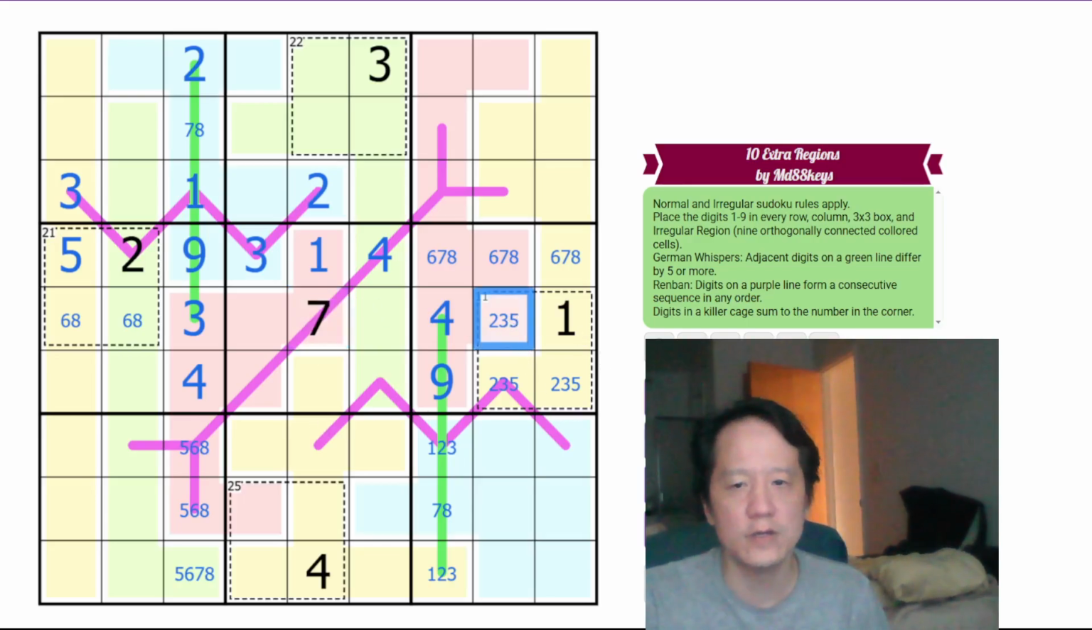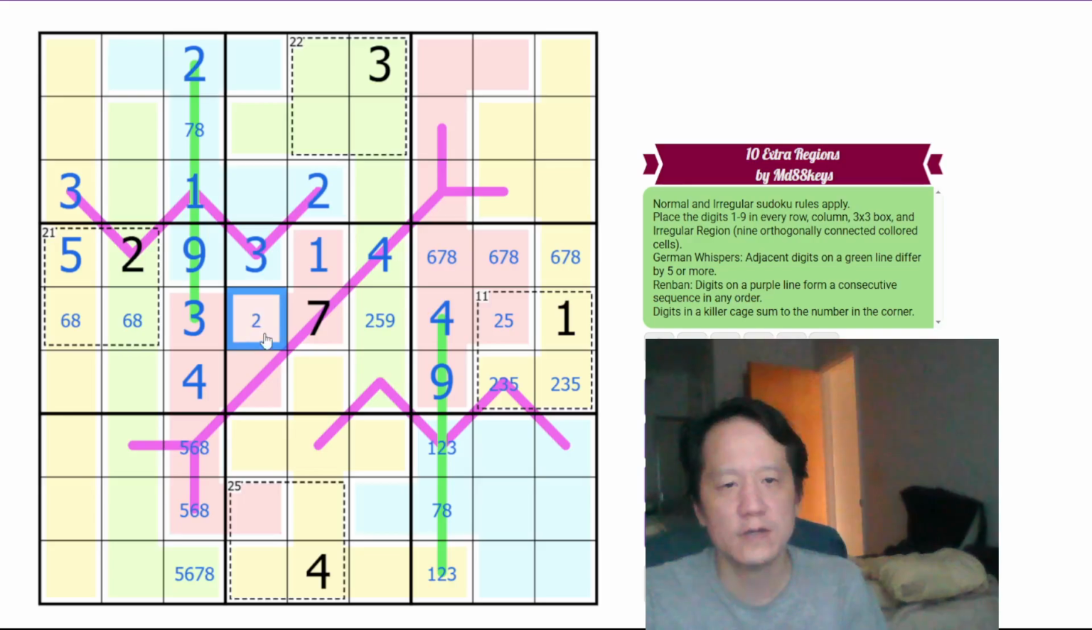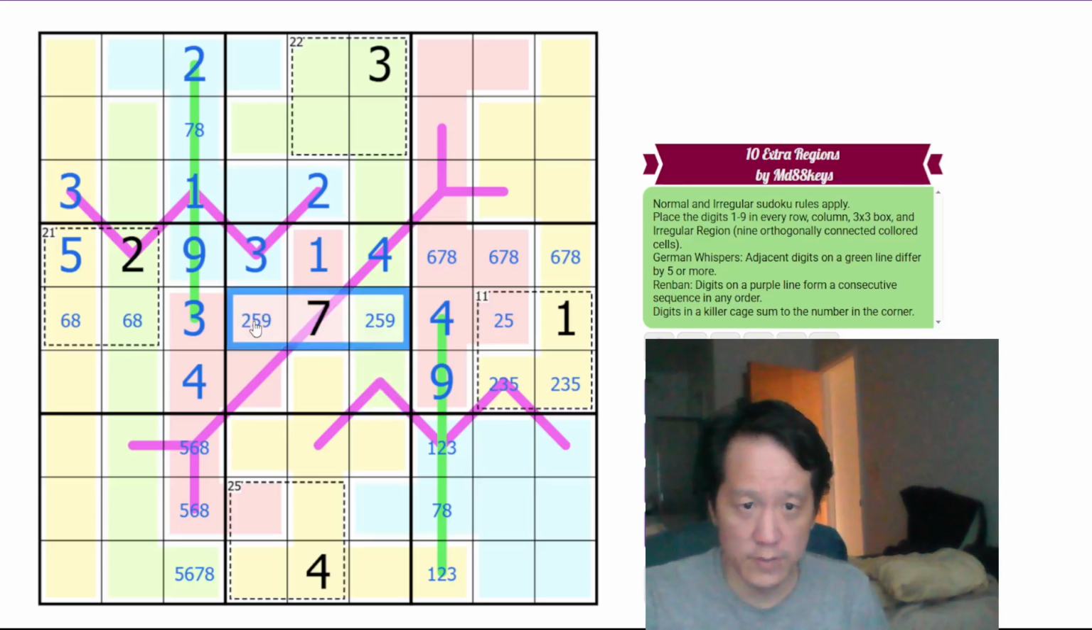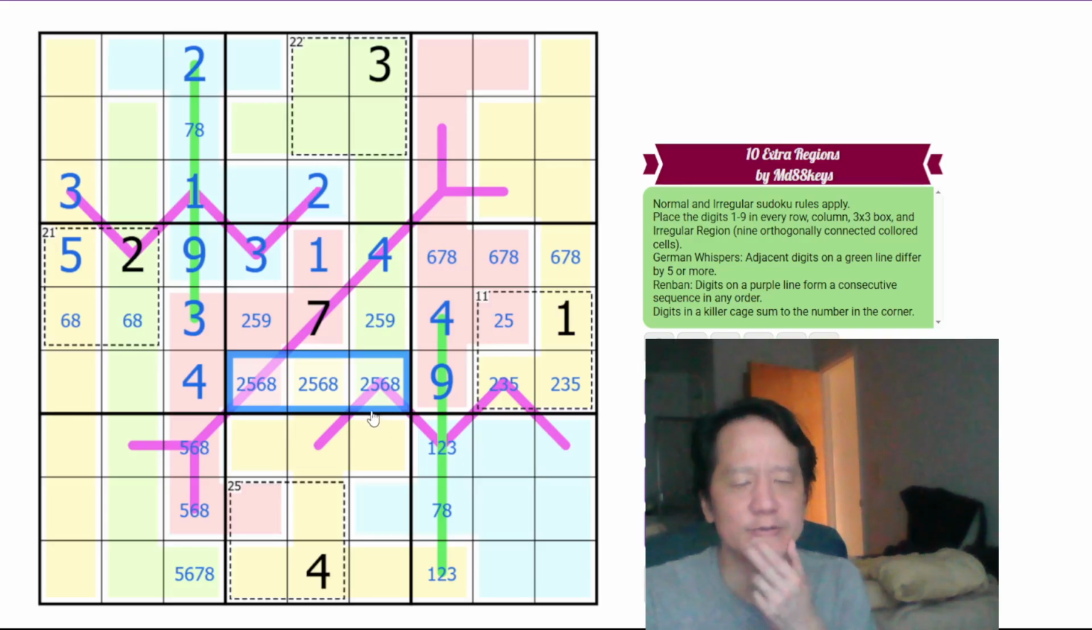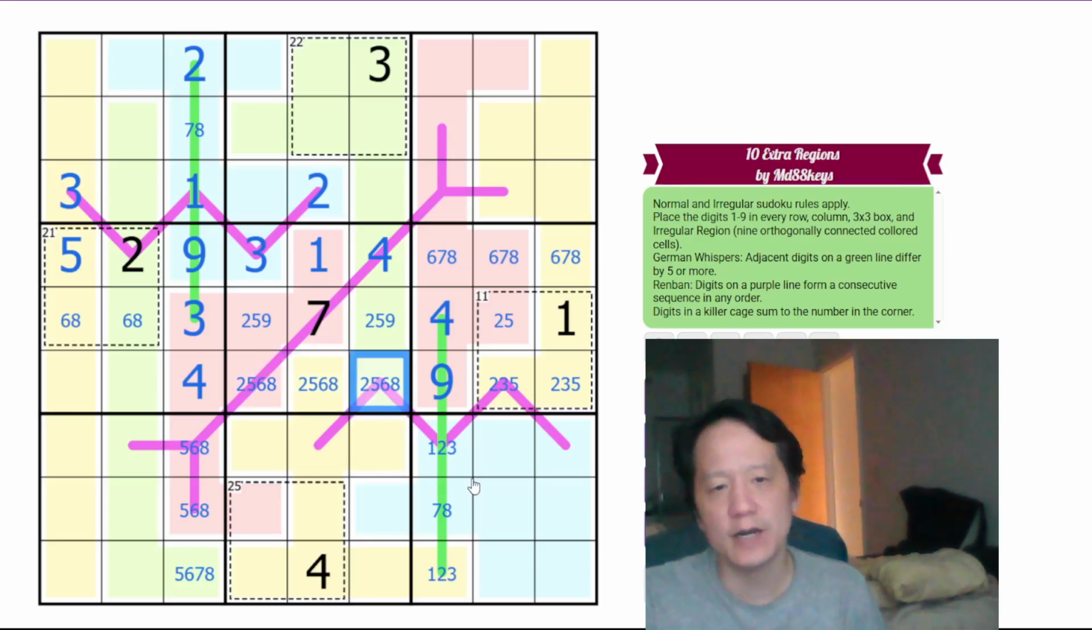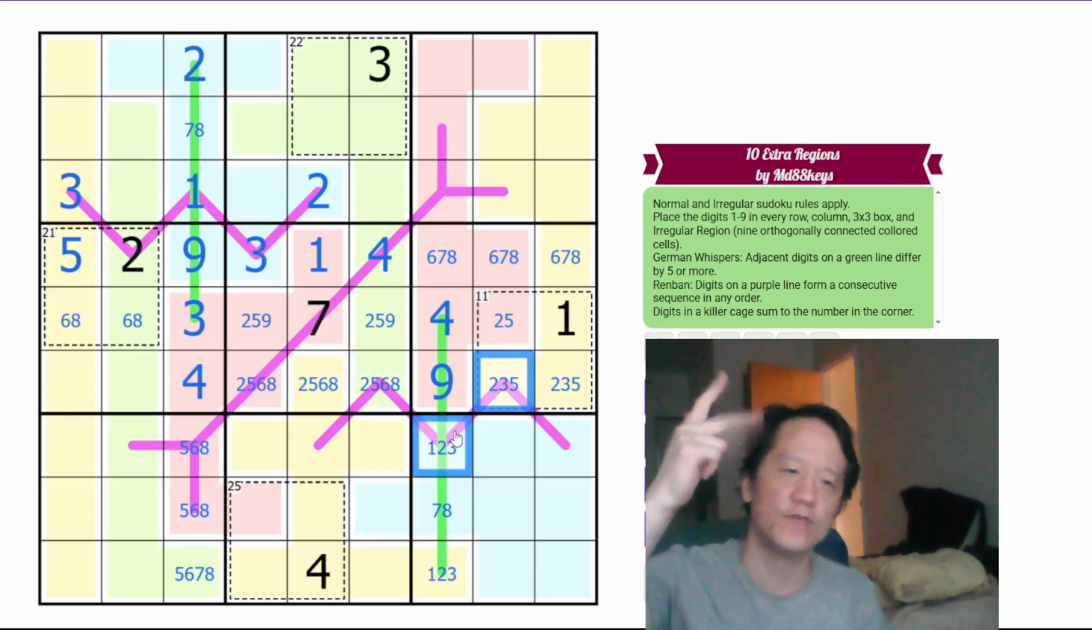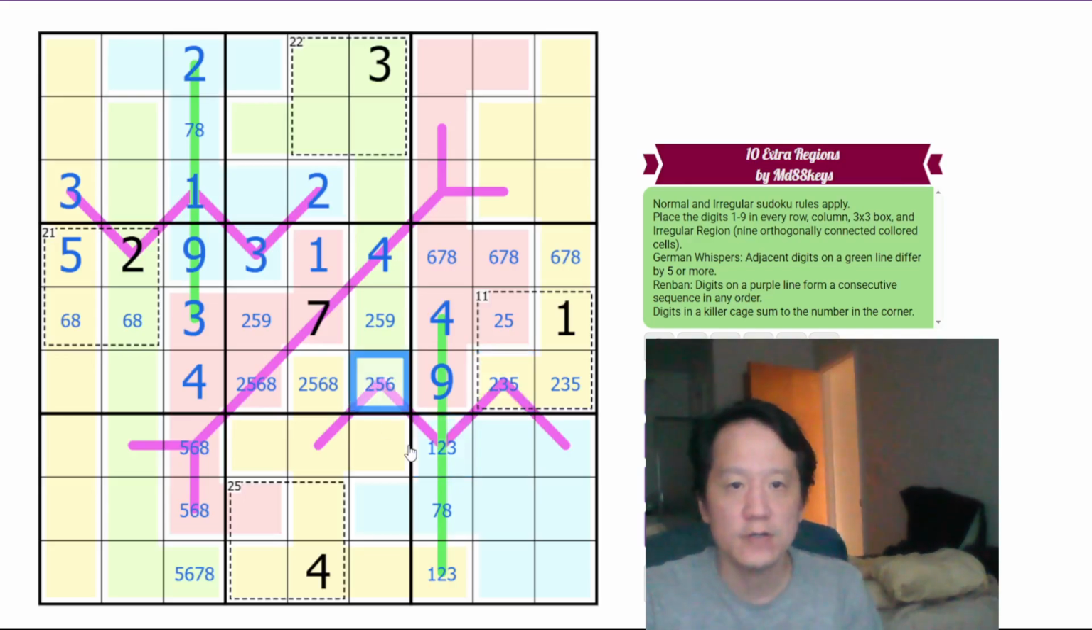Three cannot be here. The remaining digits are 2, 5, and 9. These remaining digits could be 2, 5, 6, or 8 as possibilities. 8 cannot be on this Renban because this is at most 3, 4, 5, 6, 7. This can't be 8. 3 is here, so it's 1, 2, 3, 2, 3.